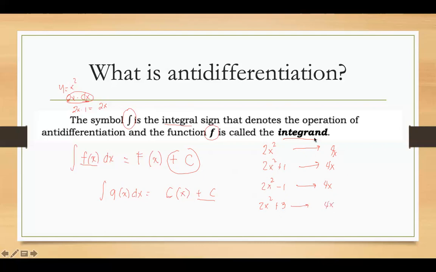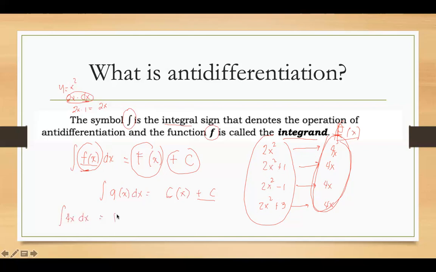So if you notice, this is our capital F of x. This is the one we are looking for, right? And these derivatives are the function inside the integral sign. All right, so that's f of x. So this is our 4x. So it's like the integral of 4x dx.